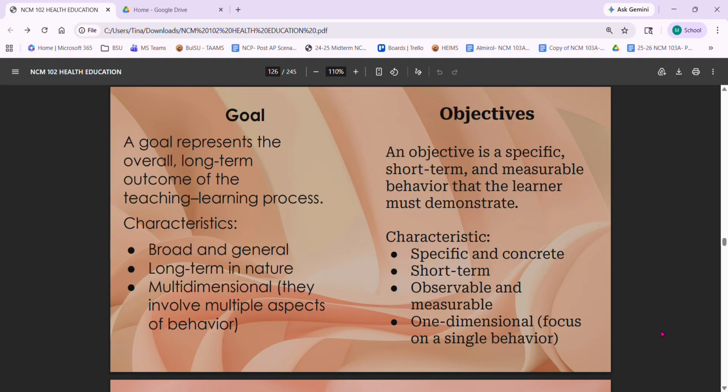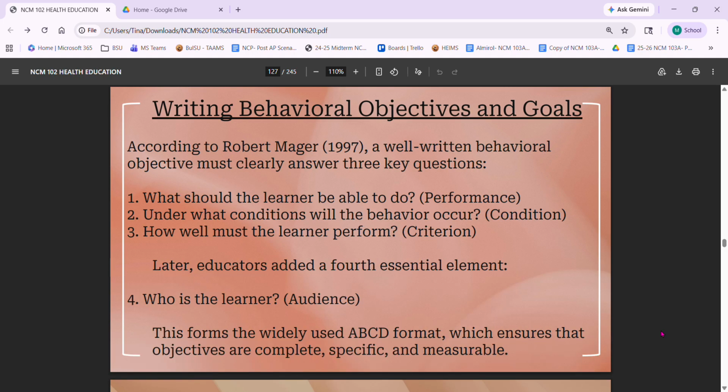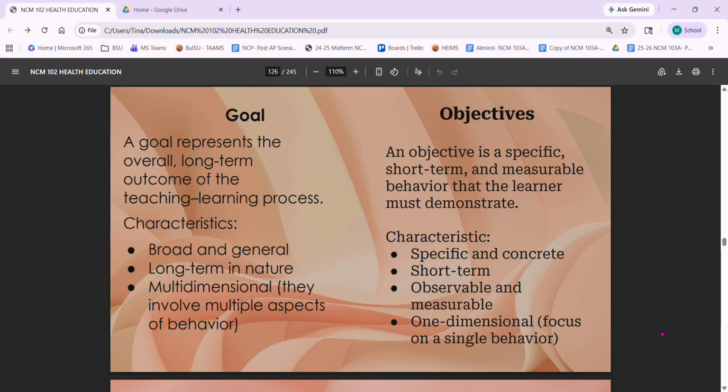Alright? So, let's now differentiate goal versus objective. So, pag-usapan natin yung objective. When you say goal, okay, it represents the overall long-term outcome of the teaching learning process. Kung si objective, specific, and concrete, tandaan nyo, ang goal ay broad and general. Long-term siya, hindi siya short-term. Okay? Multi-dimensional siya. So, hindi lang siya nakafocus sa single behavior. Okay? Multiple aspect of behavior is being observed there.